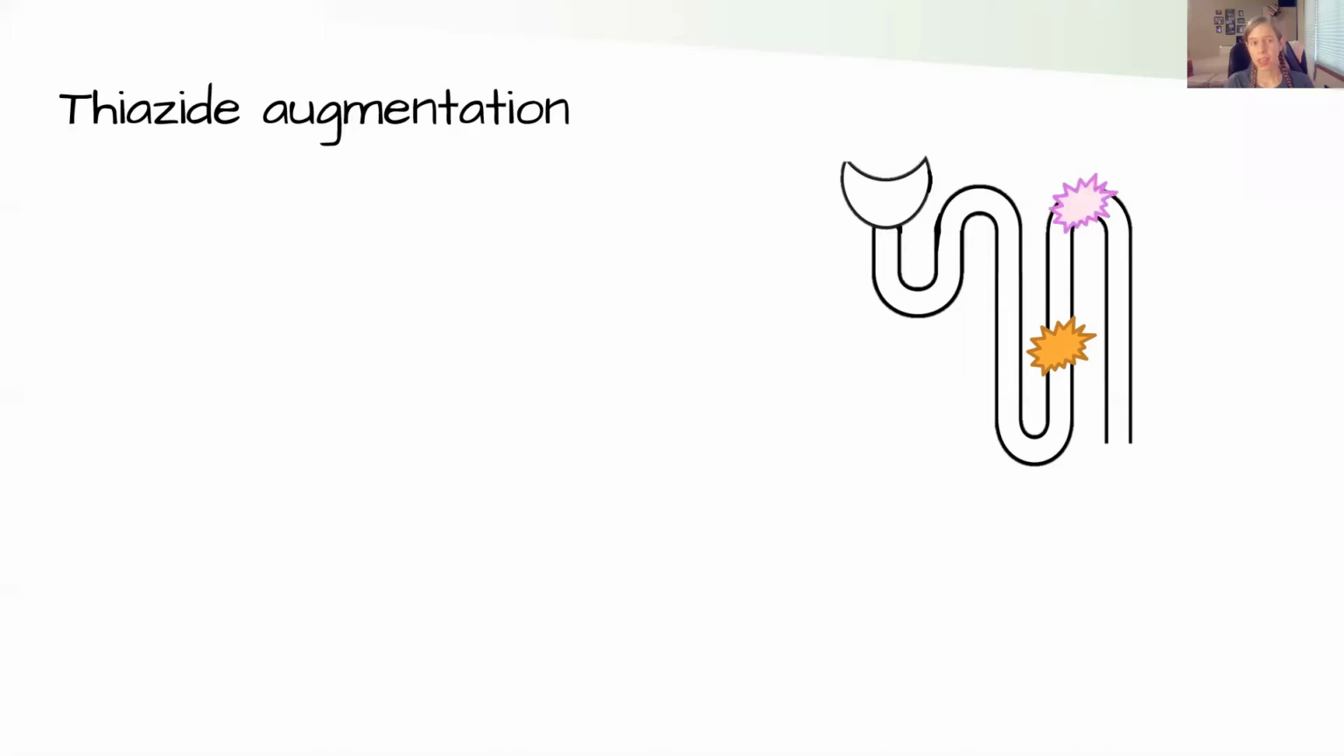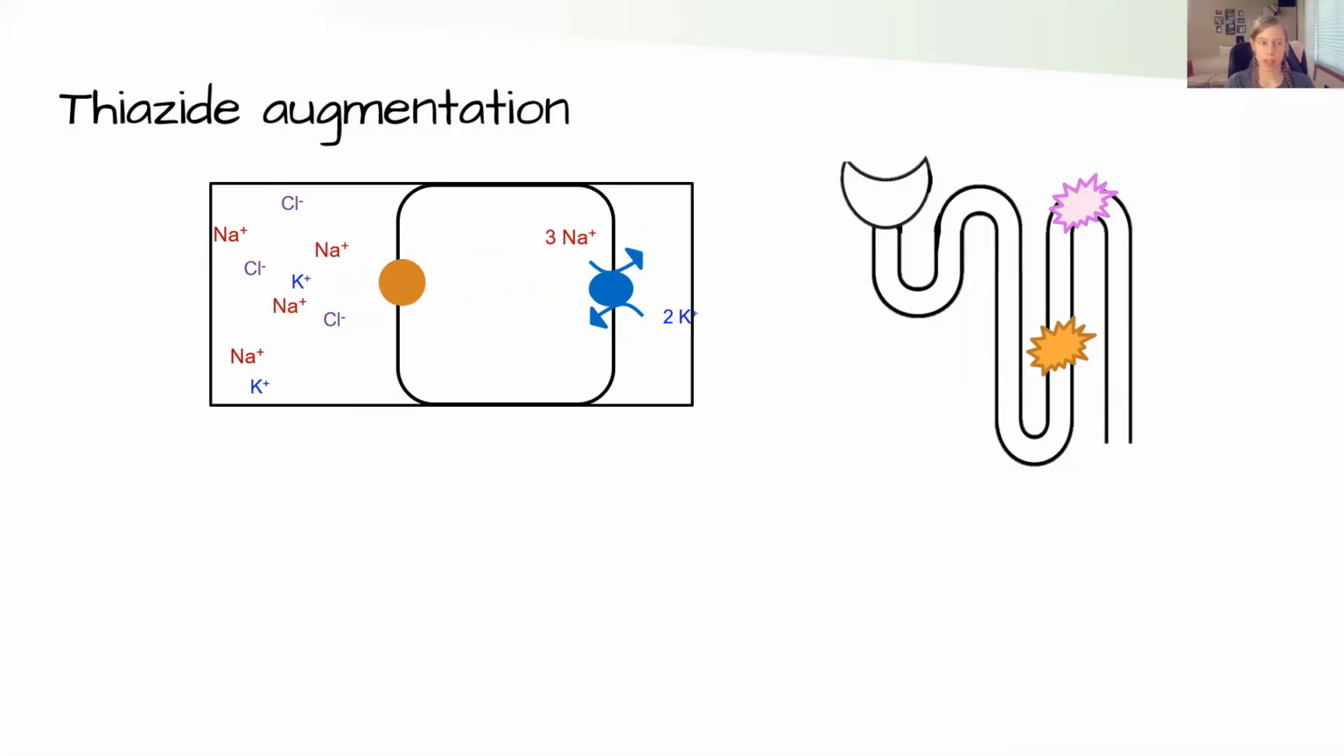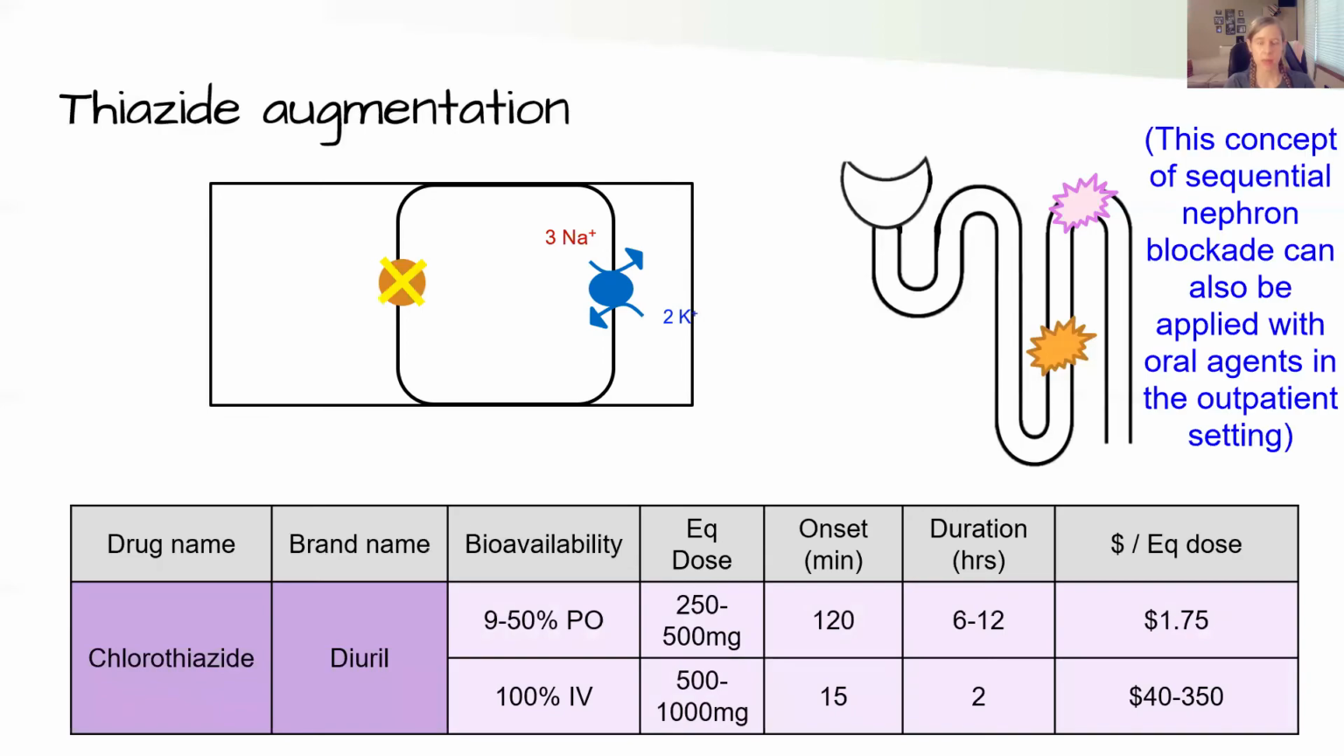So if we instead block that part of the nephron as well with a successive nephron blockade, we're going to get more effective diuresis. In that distal convoluted tubule, we have a sodium-potassium pump powering sodium chloride reabsorption. Thiazides work by blocking that sodium chloride reabsorber, leading to more effective diuresis as we lose the ions in the urine.